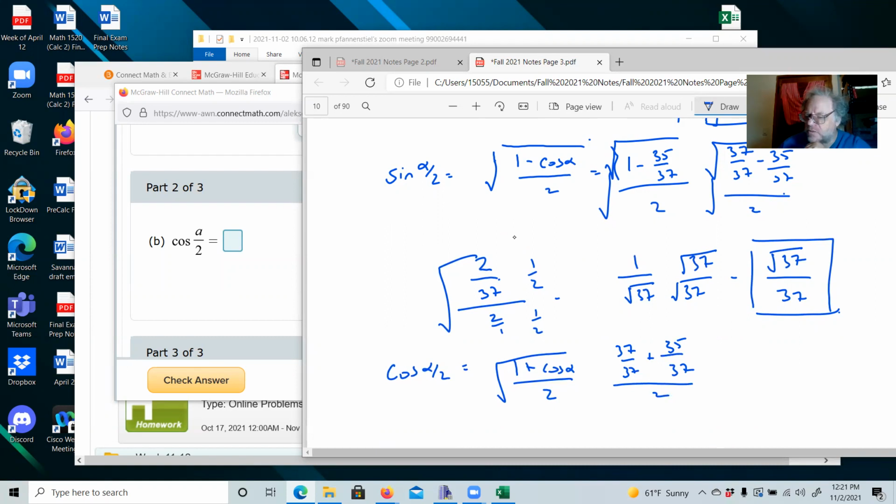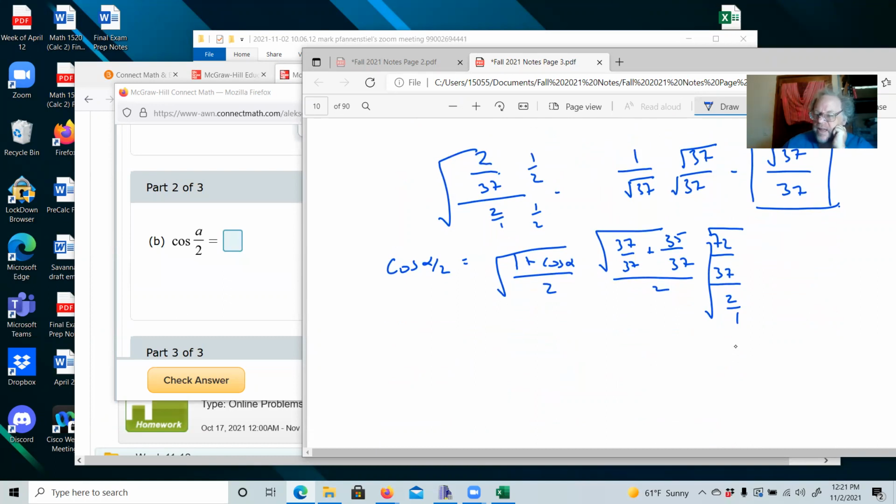All divided by 2. Okay, so what is this going to be? 72 over 37 over 2 over 1, all square rooted. Okay, 2 times, right? Or no, not 2 times. 37 plus 35, I think, is 72.